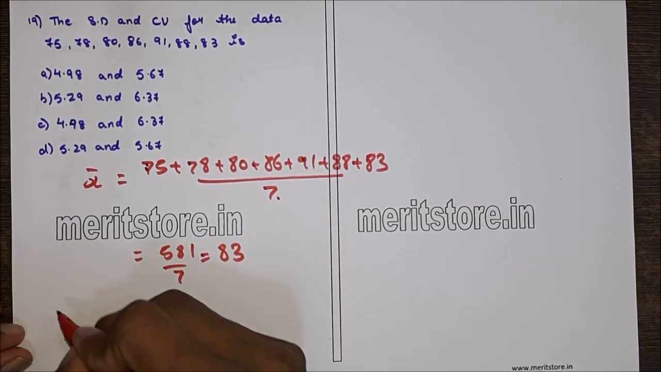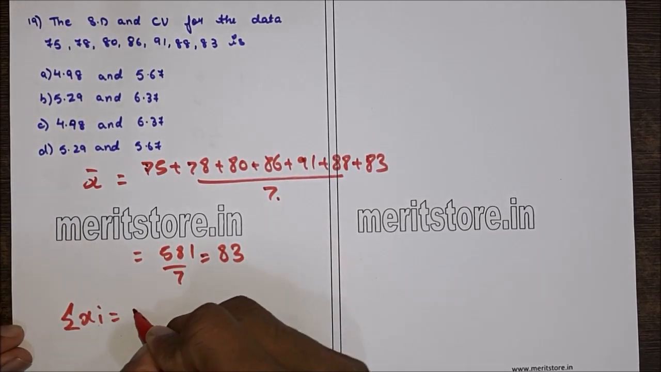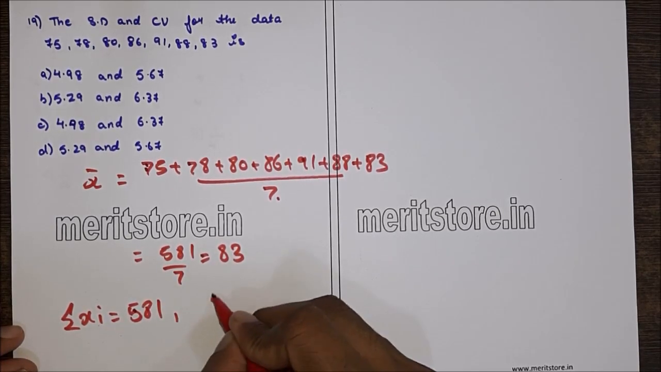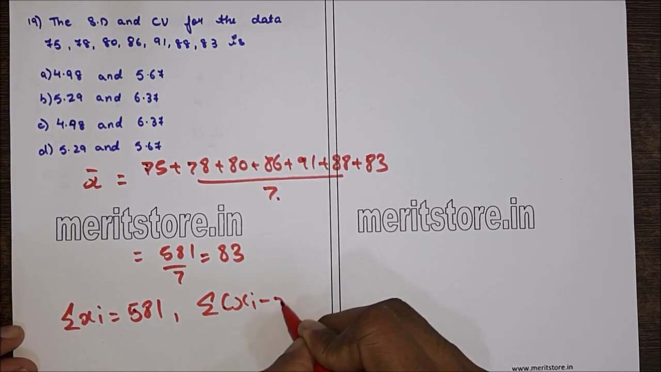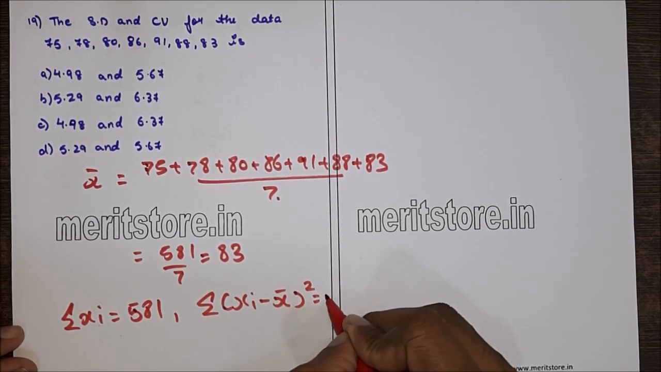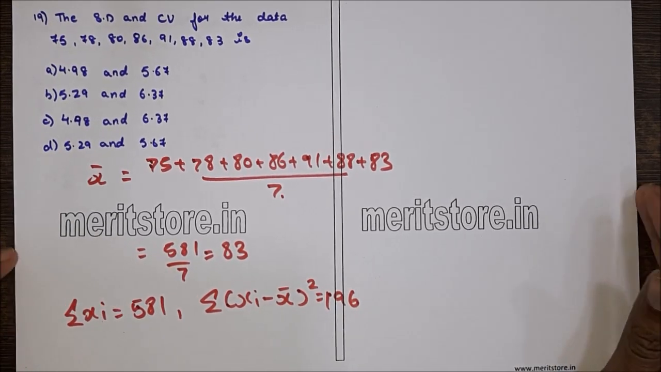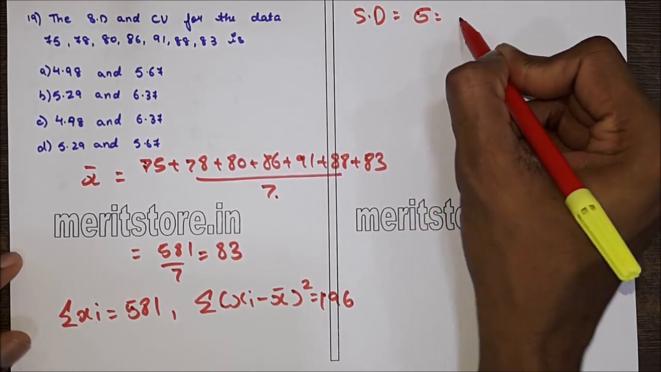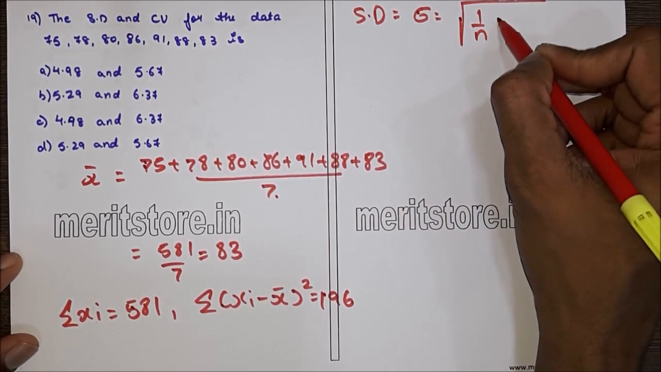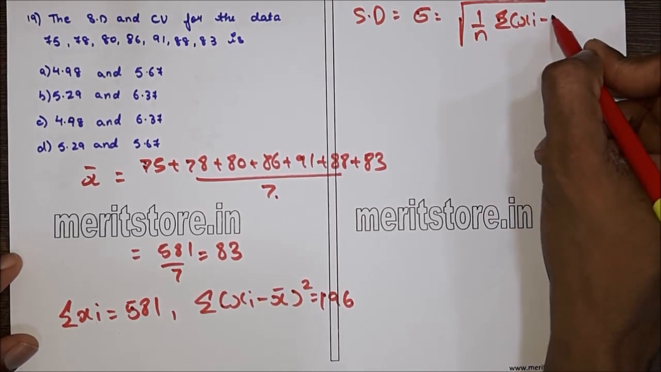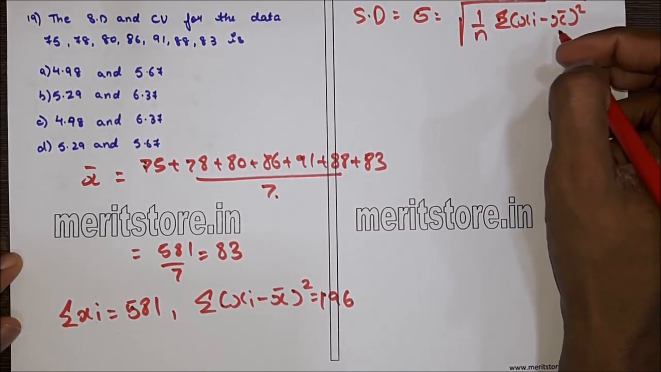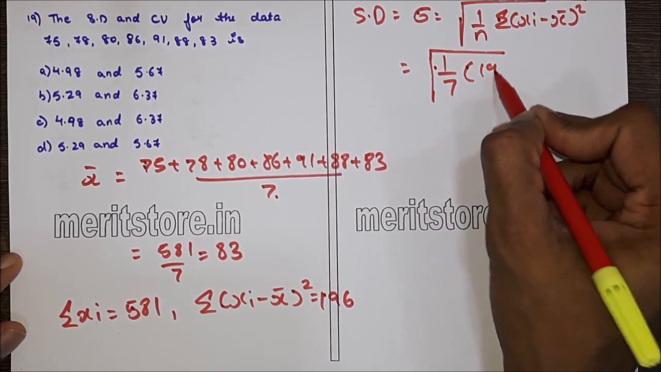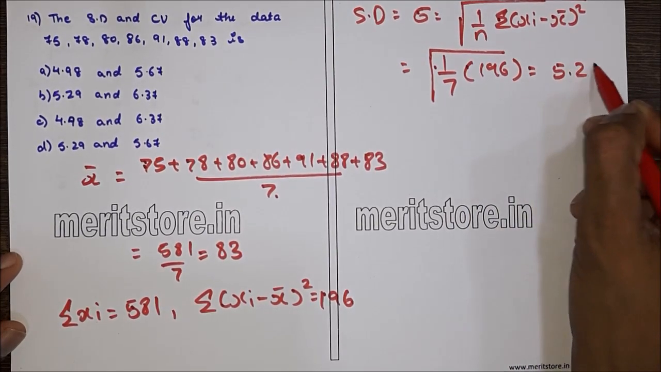So we have summation of xi equal to 581, and summation of (xi minus x bar) the whole square is equal to 196. So we have standard deviation sigma, which is equal to the square root of 1 by n summation of (xi minus x bar) the whole square. We substitute the value, we get the square root of 196 by 7, equal to 5.29.